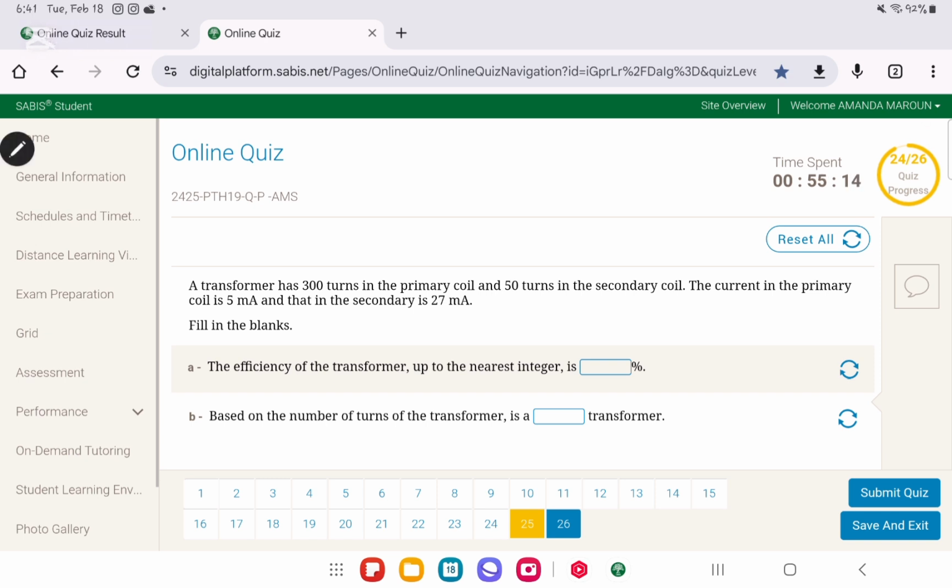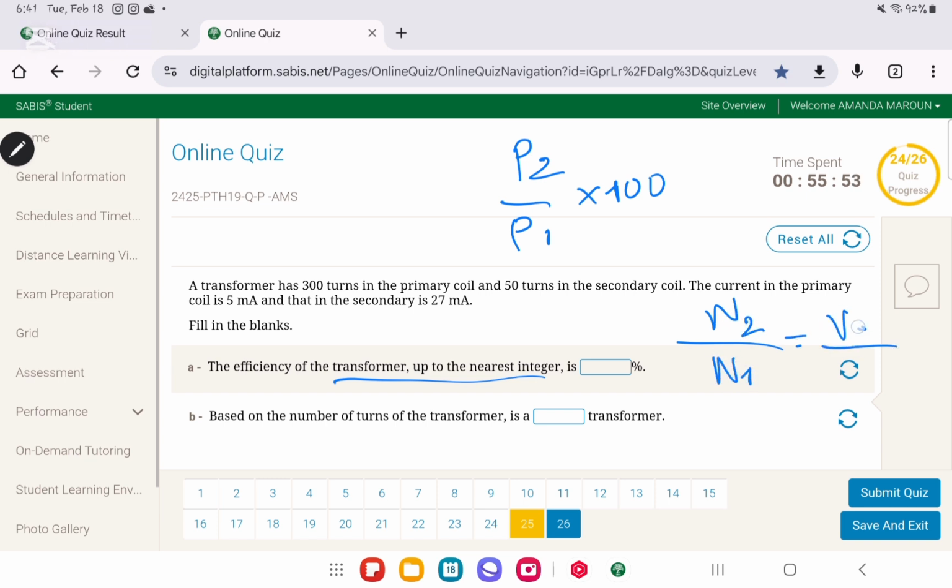We move on to question number 25. Okay, so now this is a little bit tricky. They need the efficiency of the transformer up to the nearest integer. We know efficiency is power 2 over power 1 times 100%. Now, power is voltage times current, and since we are not given the voltage, we need to use another way. We are given the number of turns, so we know N2 over N1 is equal to V2 over V1. N2 is 50 over N1, which is 300, is equal to V2 over V1. So we could just substitute: you could take V2 as 50 and V1 as 300.